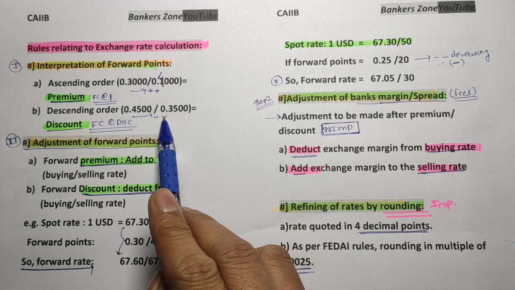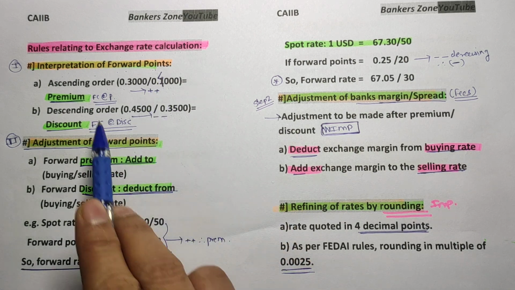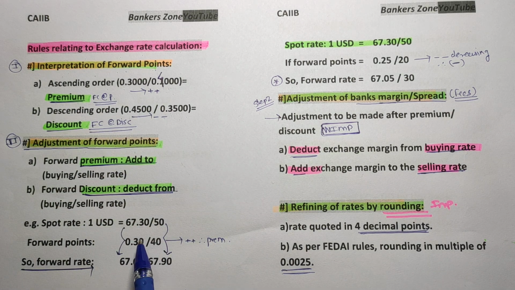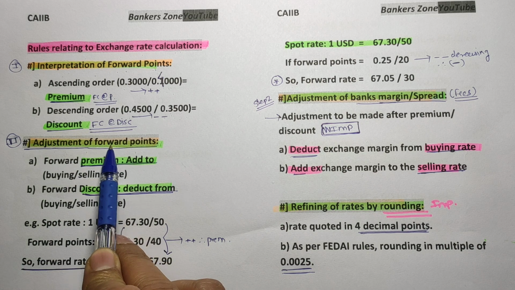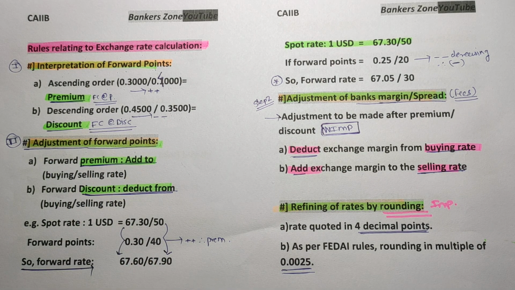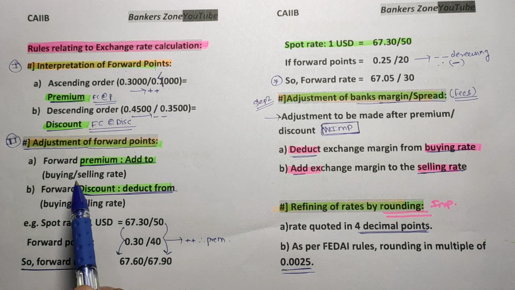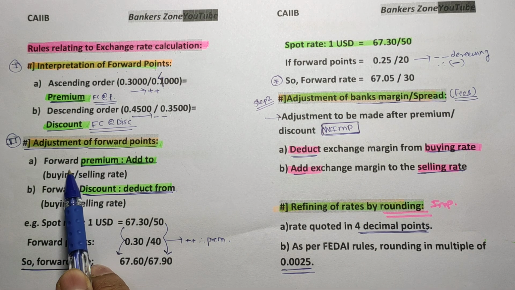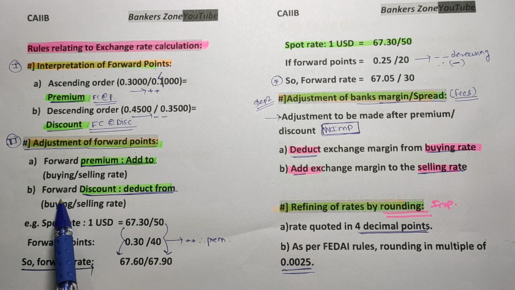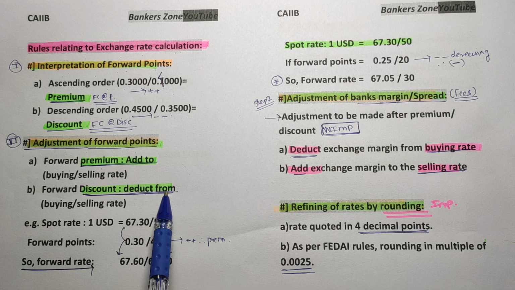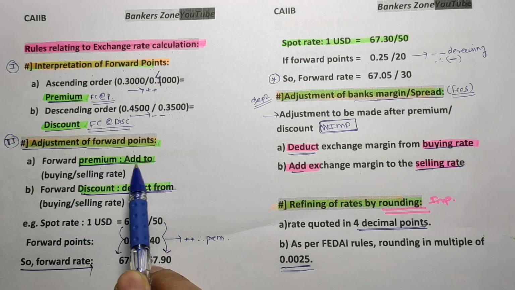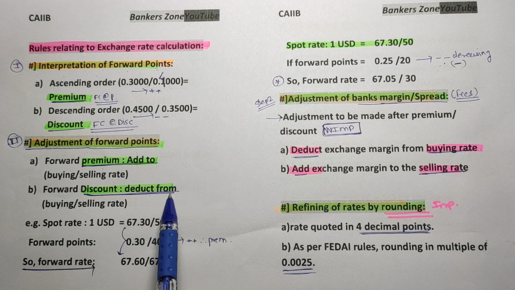They will give the forward points, right? We have already observed whether it is the premium or discount, that we have decided. Now the next task is the adjustment of the forward points. So how to adjust the forward points? See friends, if the forward points are at the premium, they should be added, and if forward points are at discount, they should be subtracted.